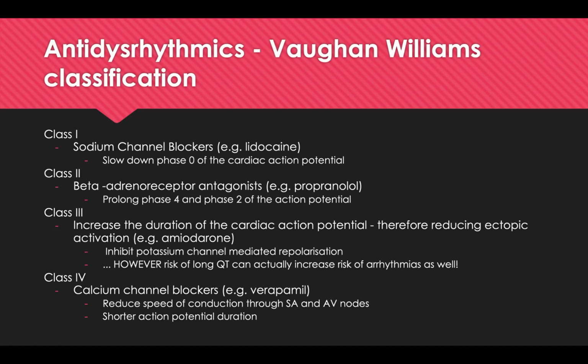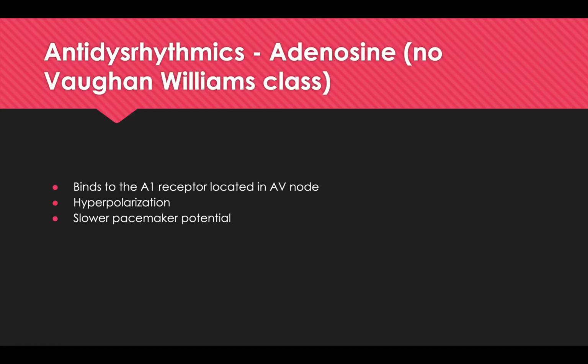On your spec, there is an example of each of these that you need to know. So for class 1, that's lidocaine. For class 2, that's propranolol. For class 3, that's amiodarone. And for class 4, that's verapamil. And these all act in slightly different ways to provide that antidysrhythmic effect. Outside of this classification, you also need to be aware of adenosine, which binds to the A1 receptors located in the nodes, which cause hyperpolarization and slow the pacemaker potential to provide an antidysrhythmic effect.